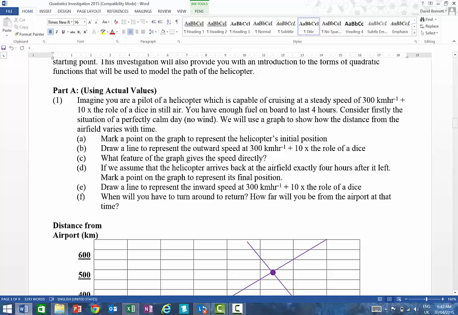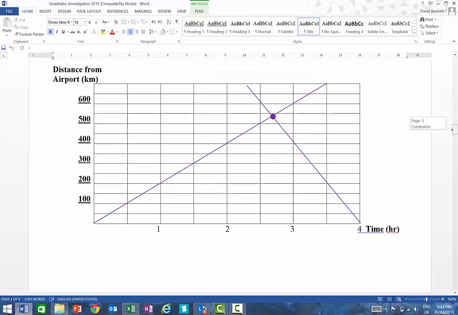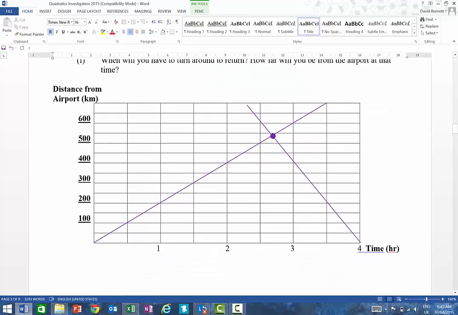Now, here we've got enough fuel for lasting 4 hours, so that's what you know is your flight time. Consider firstly the situation on a calm day. On a calm day, let's say we'll do it for 300 kilometres per hour. If you were flying at 300 kilometres per hour, you could go 600 kilometres out and 600 kilometres back, and that would give you your 4 hours.